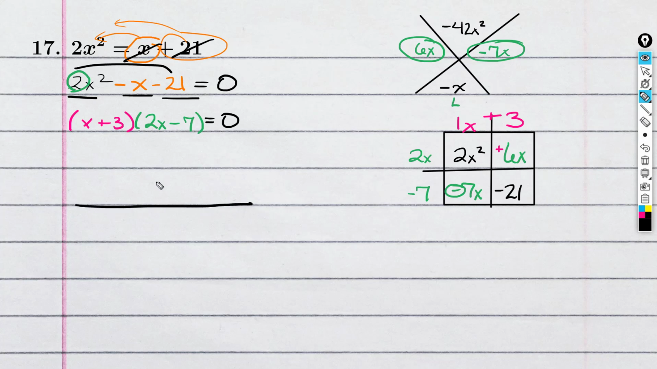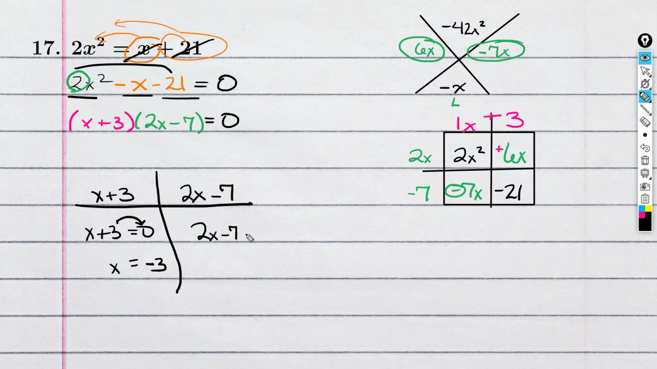So I go and use my chart, and I set each of the factors equal to 0. So my first factor is x plus 3. My second factor is 2x minus 7. And so if I say x plus 3 equals 0, when I move that 3 over on the left-hand side, it's going to become a negative 3. So x is equal to negative 3.